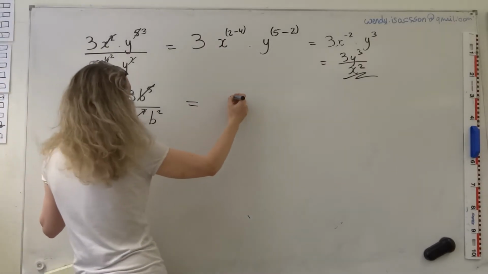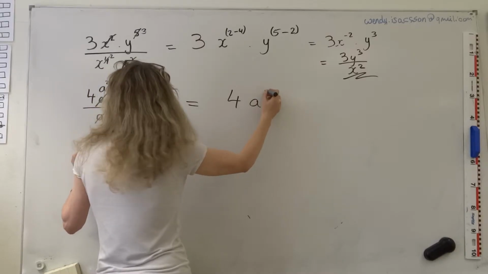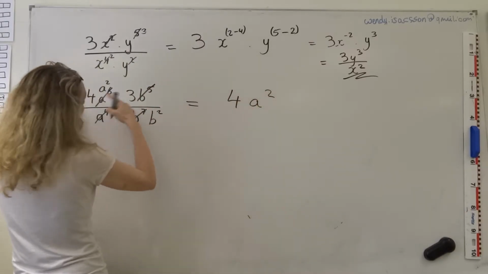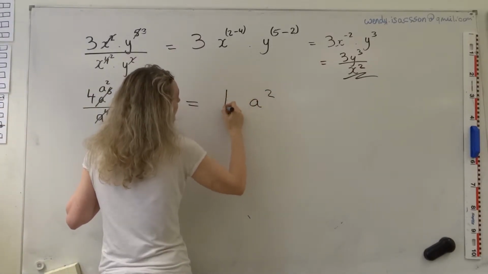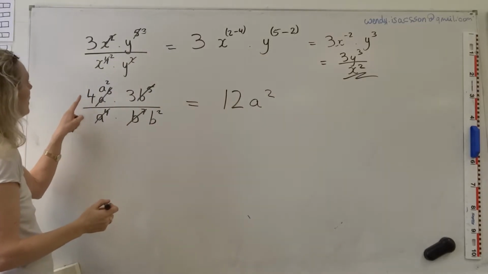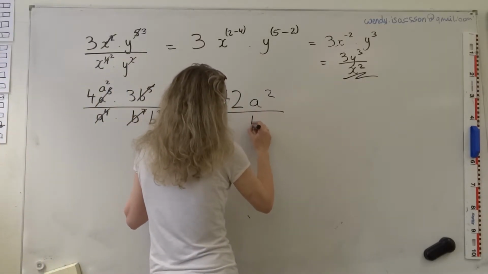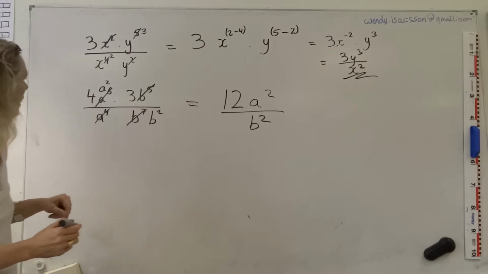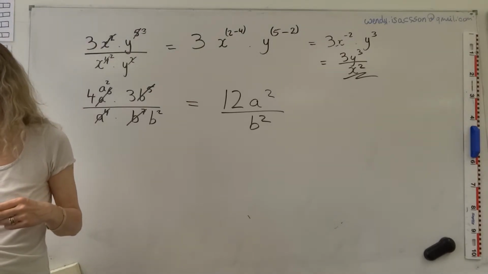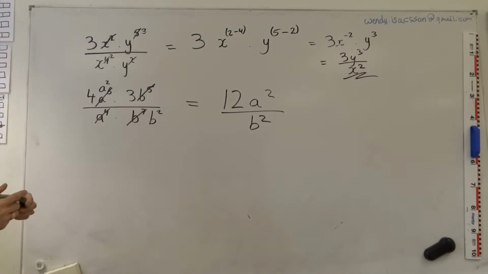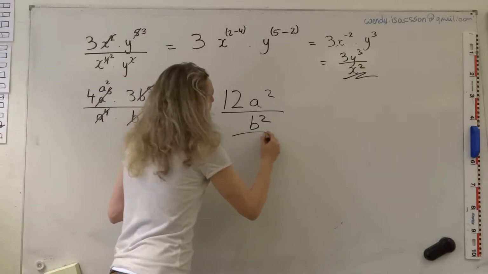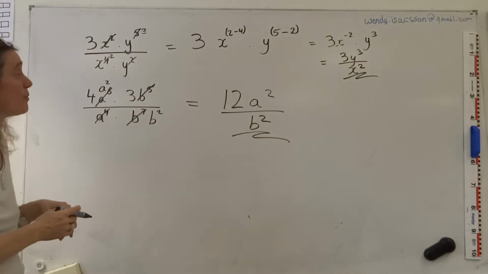So if I was going to simplify that one, I'd get 4a squared. 4 times 3 is 12, sorry. 12a squared divided by b squared. And then that's all as simple as it can go. 12a squared divided by b squared. And you could do with any of those other methods as well.